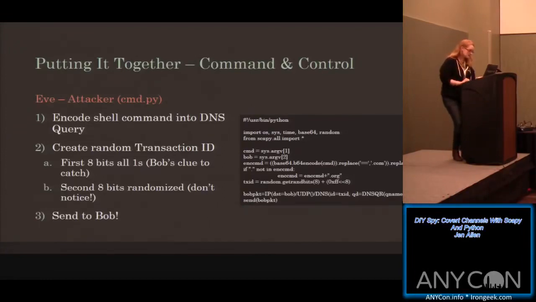And from here, we're going to also create a random transaction ID. And it's not fully random. We're going to do this so that it's a signal to Bob saying, hey, this is Eve speaking. You need to pay attention. So we're going to make the first 8 bits of the 16-bit transaction ID in a DNS request all ones, so it'll be an FF. And then the second 8 bits are going to be randomized, so that it's not obvious that we're constantly sending FF00, FF00. That's not natural in a DNS environment.